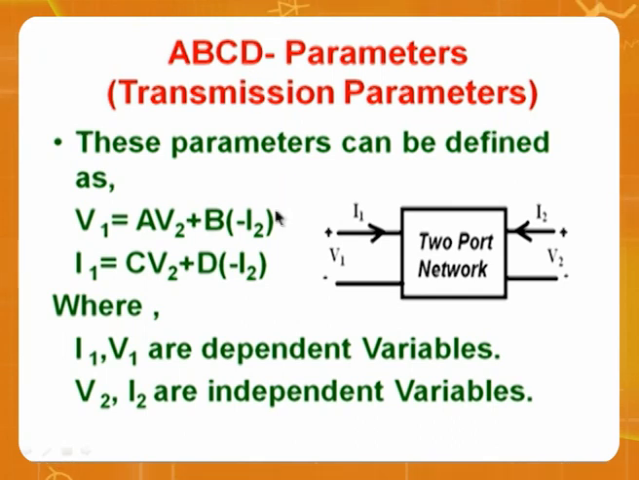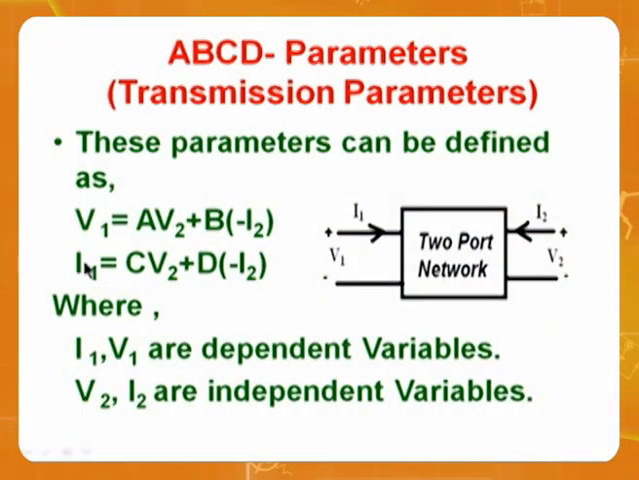Then ABCD parameters, that is also called transmission parameters. Why is it called transmission parameters? Because they are very much used for transmission lines. If you want to use them in transmission lines, what happens is V1 and I1. Because transmitter means first port. From first port to second port transmission. Inverse means second port to first port. So both you should take one.